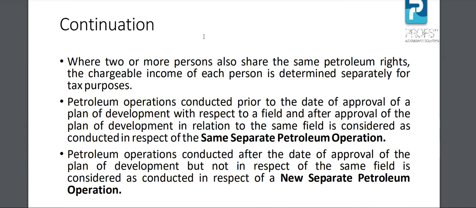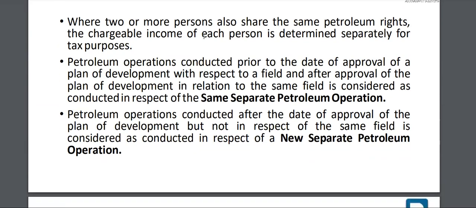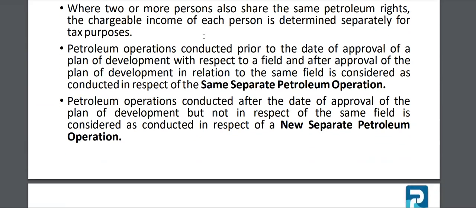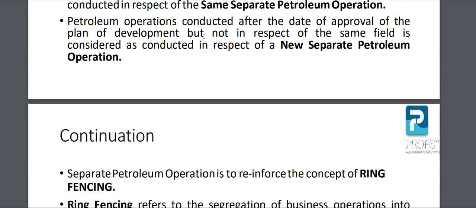Now, where two or more persons share the same petroleum rights, the chargeable income of each person is determined separately. I've explained that already. Then petroleum operations conducted prior to the date of approval of a plan of development with respect to a field, and after approval of the plan of development in relation to that same field, are the same separate petroleum operation. But if it is with respect to a different field, then it becomes a new separate petroleum operation.